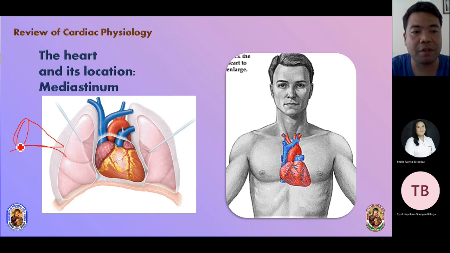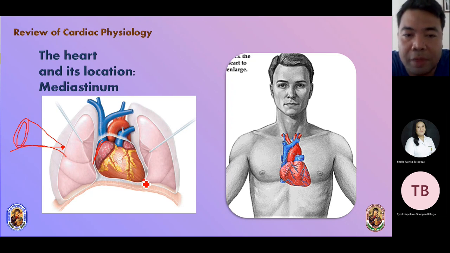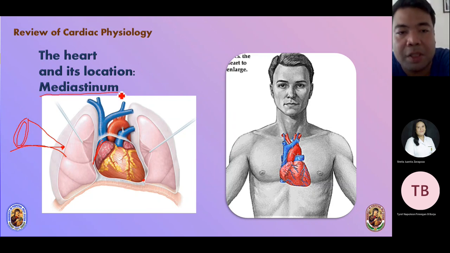So, therefore, if it's a cone, it has a base and it has an apex. Just like here in our heart, it has a base and it has an apex. Okay, now we will go back to that shape of the heart. Now, the heart is situated in the middle of the thoracic cavity. It is included in a mass of tissue that we call the mediastinum. The mediastinum serves as a median partition in our thoracic cavity.